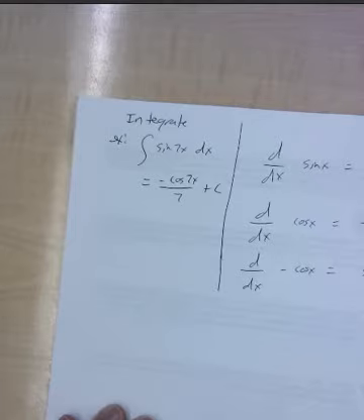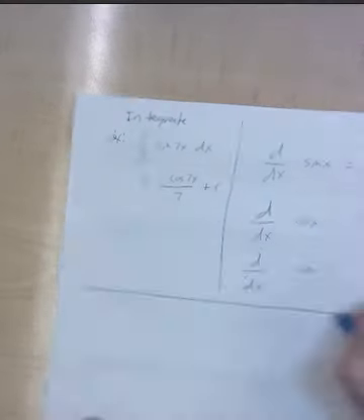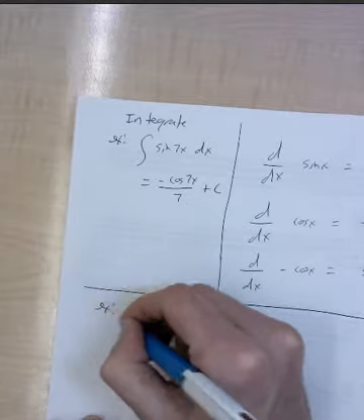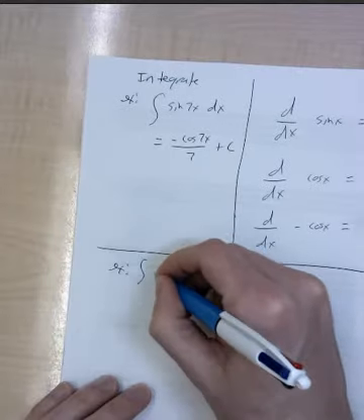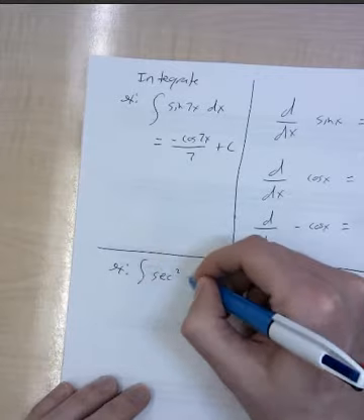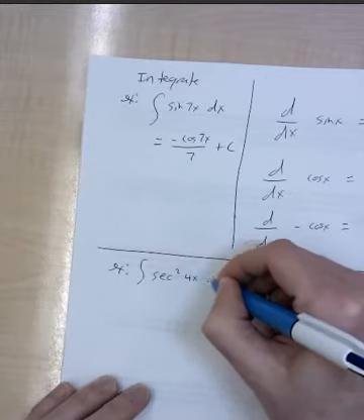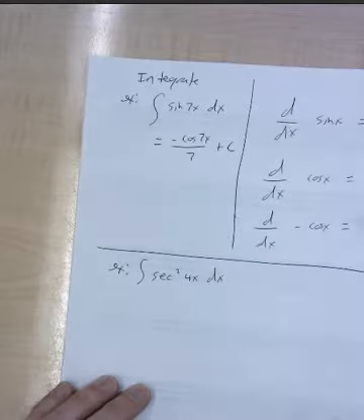All right. So another example for you. Let's do the integral of secant squared of 4x dx. Please take a moment to integrate secant squared of 4x.